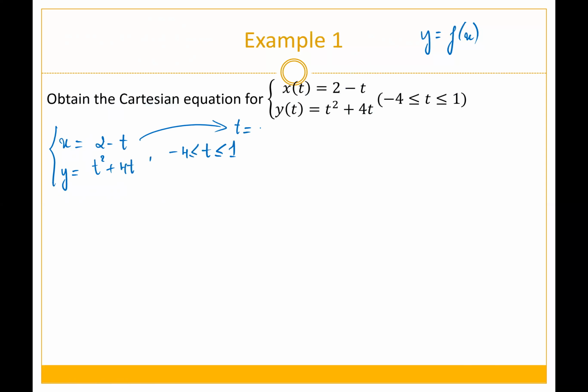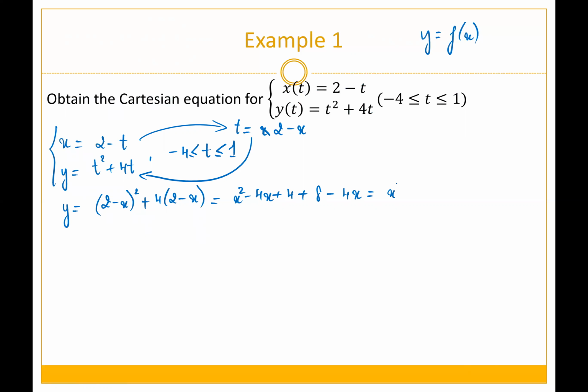So t is going to be, from the first equation, x equals 2 minus t. And so when you plug it back into the second equation, we have (2 minus t) squared plus 4(2 minus t). So if you do the algebra, we have t squared minus 4t plus 4 plus 8 minus 4t. And so we have t squared minus 8t plus 12. So that is the Cartesian equation for this part.